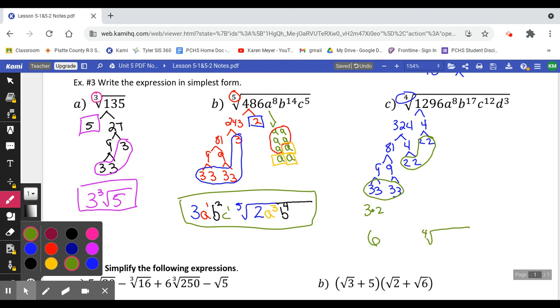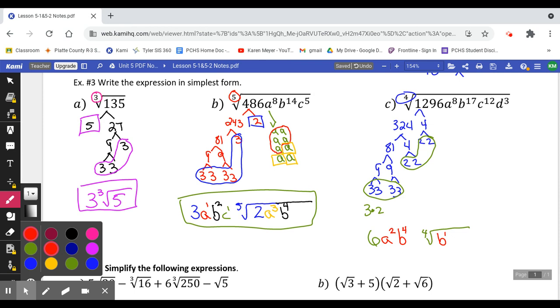So for A, how many sets of 4 can I get out of 8? Hopefully everybody says, oh, well, I can get out 2 sets. So A squared. And I used all 8 of my A's. How many sets of 4 can I get out of 17 B's? Well, that will be 4, because 4 times 4 is 16. And if I've used 16, that means I have 1 B left over, and it goes on the inside.